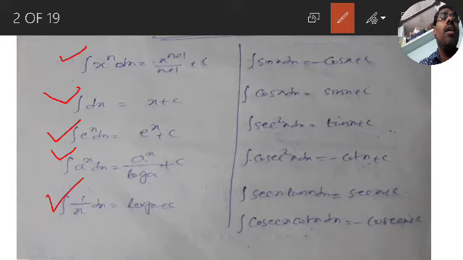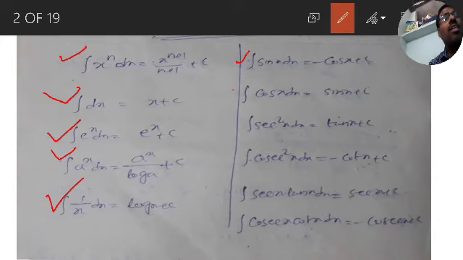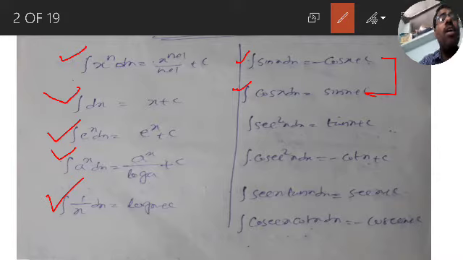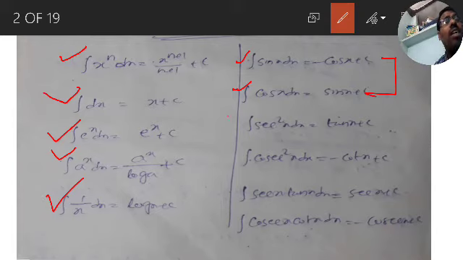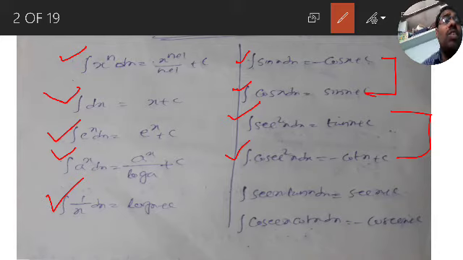Derivative of cos x is minus sin x, so integration of sin x dx is minus cos x plus c. Derivative of sin x is cos x, so integration of cos x dx is sin x plus c. So these are the same two formulas. Are you getting? Integration of sec square x dx is tan x plus c. Integration of cosec square x dx is minus cot x plus c.